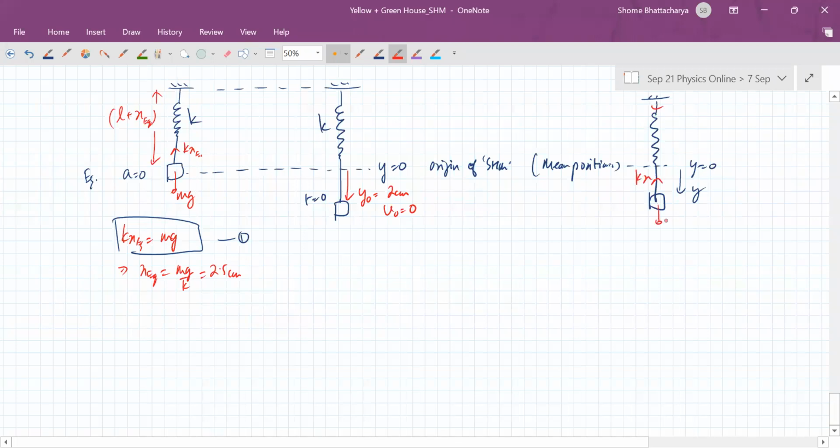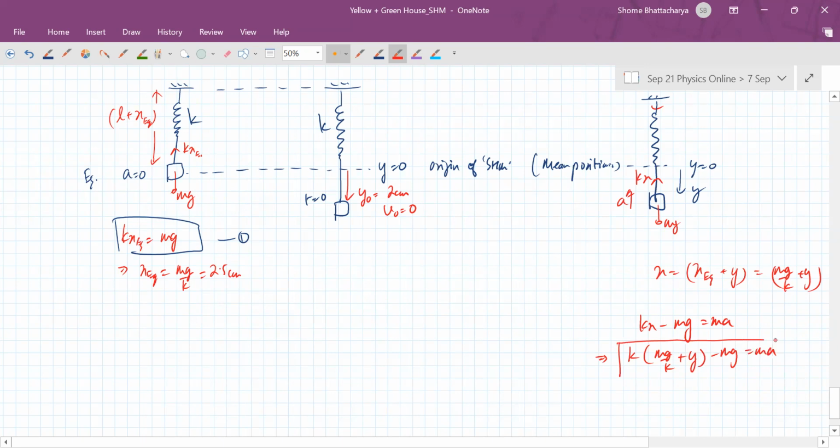So at such a situation, we'll have an upward acceleration such that now x will be equal to x at the equilibrium position plus y. So that is mg by k plus y. So at this position, kx minus mg is equal to ma. So k into (mg by k plus y) minus mg is equal to ma. So this is the general situation at some time t.